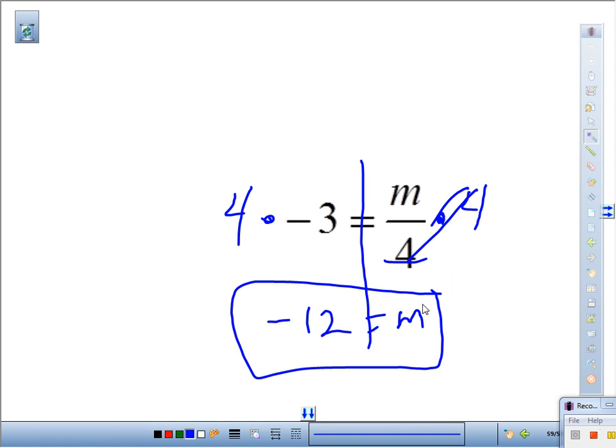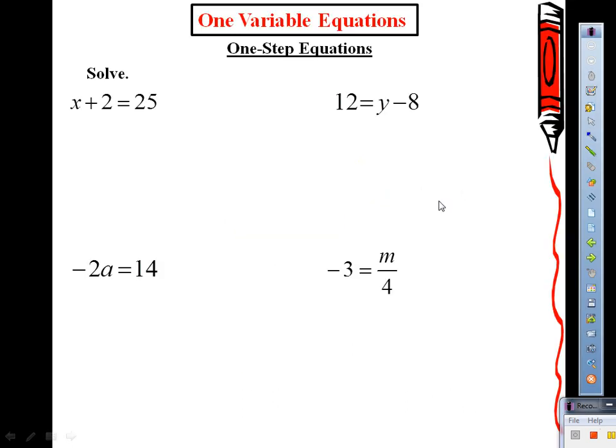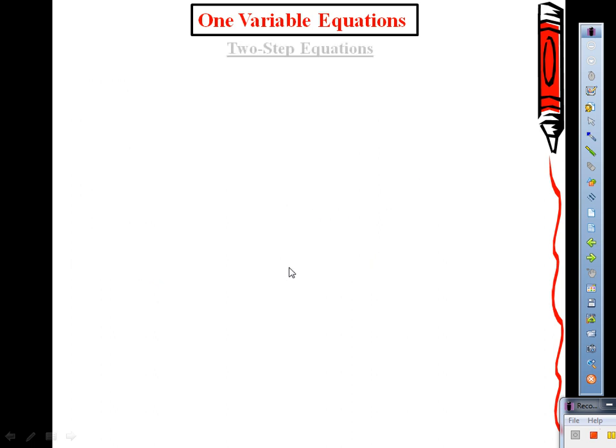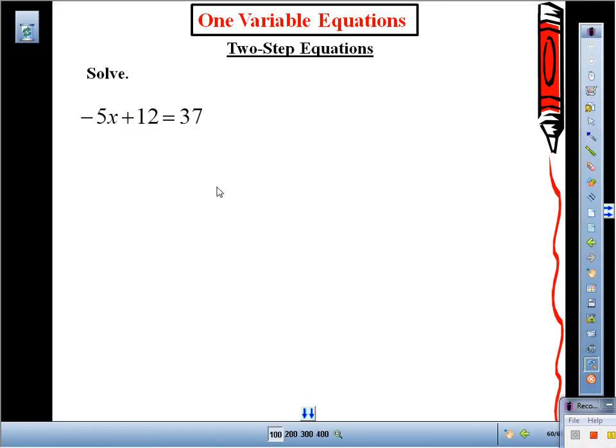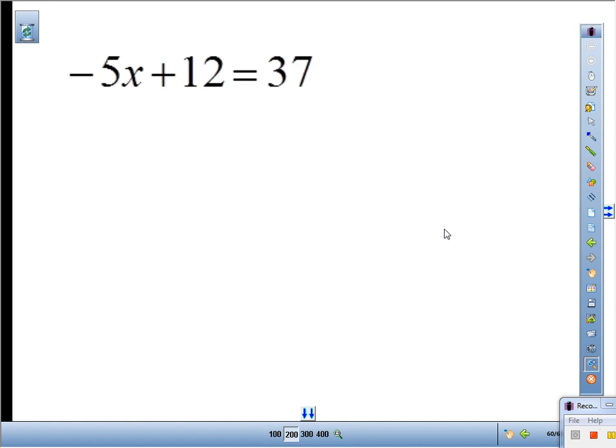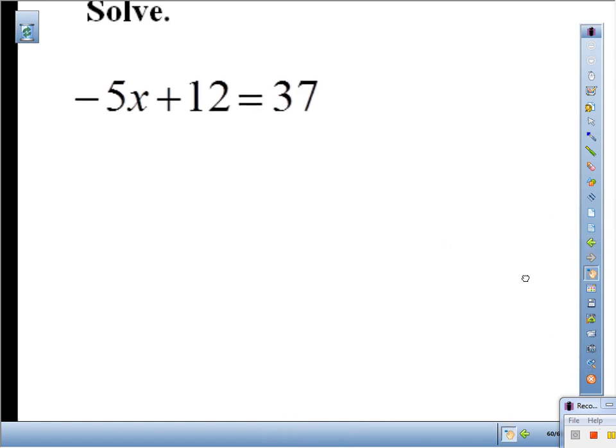All right, and obviously after one-step equations, what follows? Two-step equations. Here it goes. Here's a two-step equation, and I'm going to go over this one myself again. Writing utensils down, I'm going to go through the whole process. And this is where it starts getting a little complicated for some of you that probably got lost in the past. Here it goes.